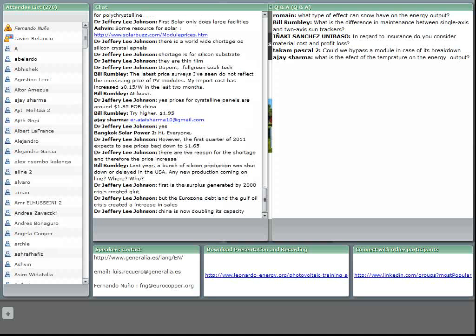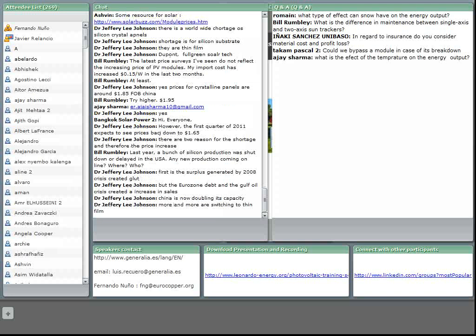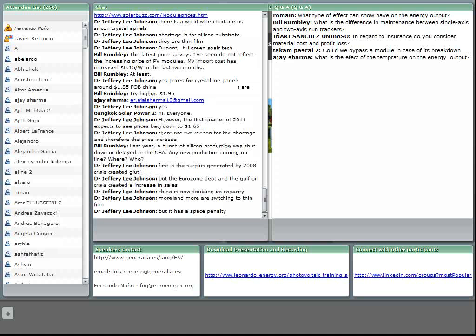Normally, for crystalline modules, we can consider that the losses might be about 4% for each 10 degrees over the 25 degrees of standard conditions. And for the thin film modules, this temperature loss ratio is lower, so we can expect just 2% of losses for each 10 degrees that the temperature goes higher.